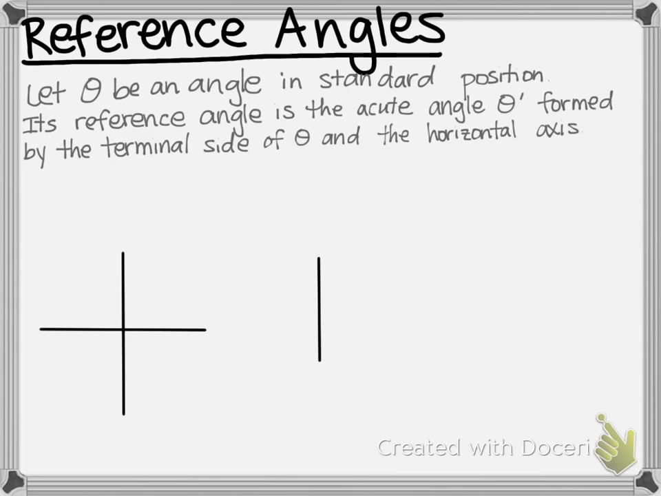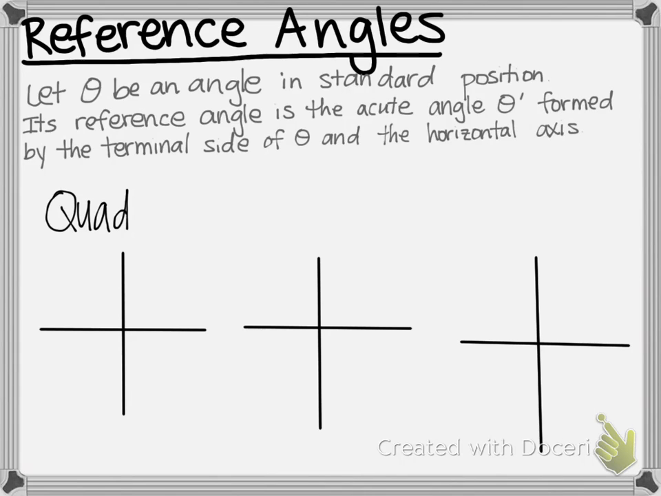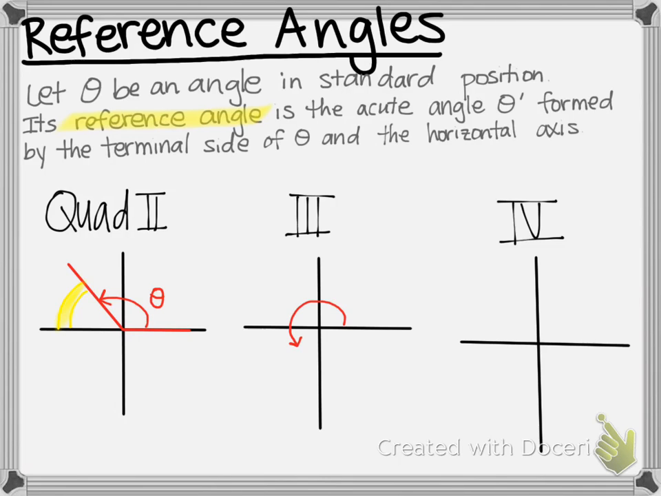So what I mean, I'm going to have a couple here. So let's pretend I'm only going to look at quadrants 2, 3, and 4, because if it's in quadrant 1, then we don't need a reference angle. Those are the angles that we were dealing with initially. So if I'm in quadrant 2, then my angle looks like that. So that angle there in yellow is going to be my reference angle. It's the acute angle formed by the terminal side and the horizontal.